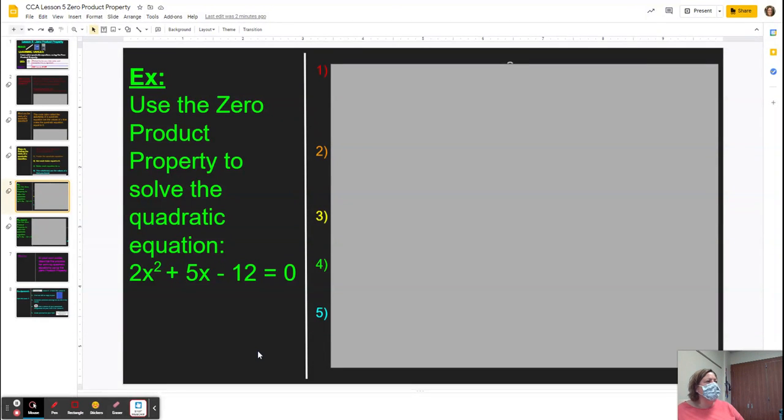So when you see in the directions to solve the quadratic equation, in your head I automatically need you to think of those 5 steps that we just talked about. Set that equation equal to 0. Factor like we know. Set each factor equal to 0. Solve each factor. Those are the steps that we're going to follow.